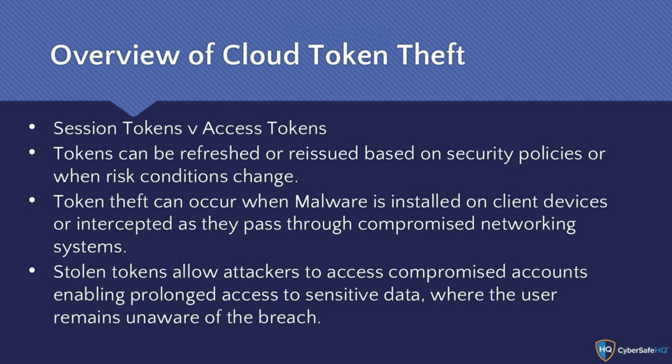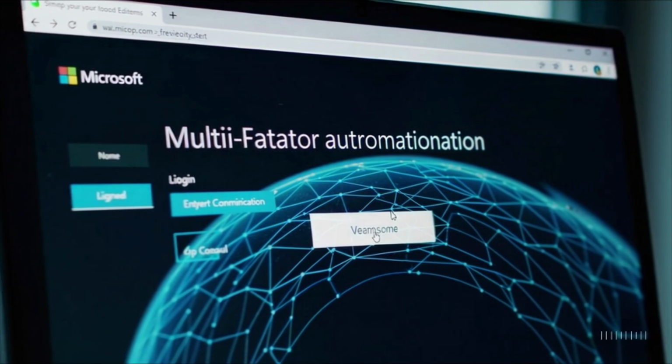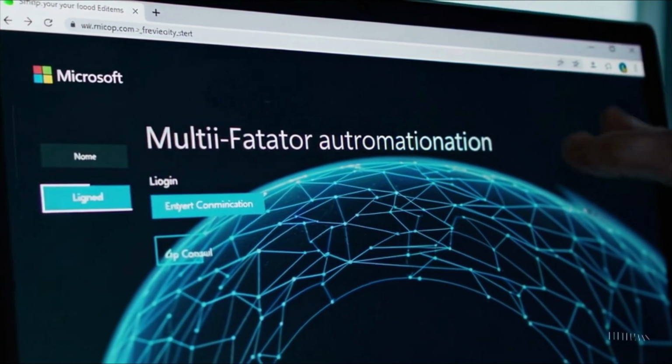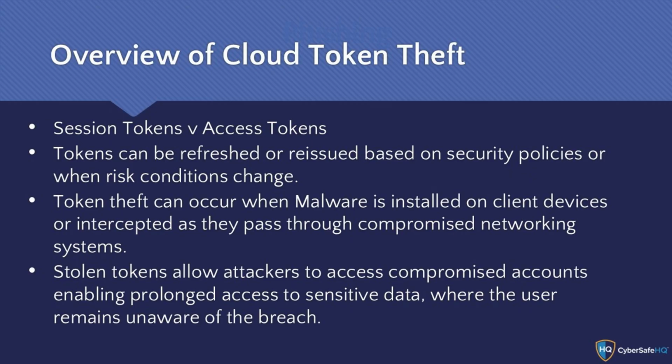How tokens work. Session tokens act as a season pass, granting long-term access by enabling the issuance of resource-specific access tokens. Access tokens act as a single ride ticket, providing limited access to specific resources for a shorter duration. Tokens can be refreshed or reissued based on the organization's security policies or when risk conditions change. Stolen session tokens allow attackers to generate unlimited new access tokens, enabling prolonged access to sensitive data. Stolen access tokens allow temporary access to specific resources. The user often remains unaware since the original token is still functional.